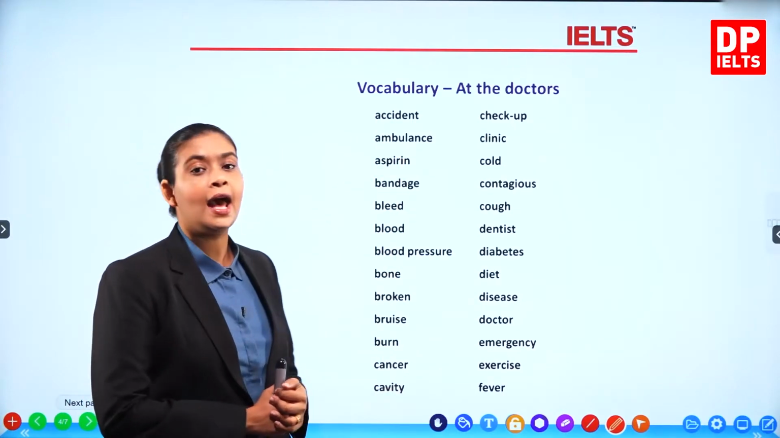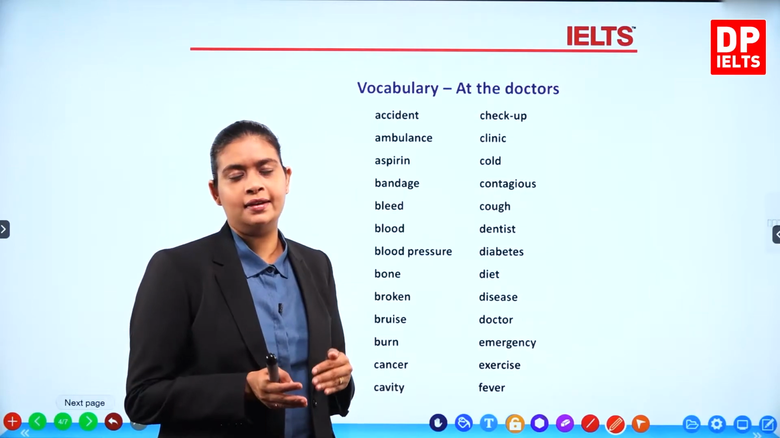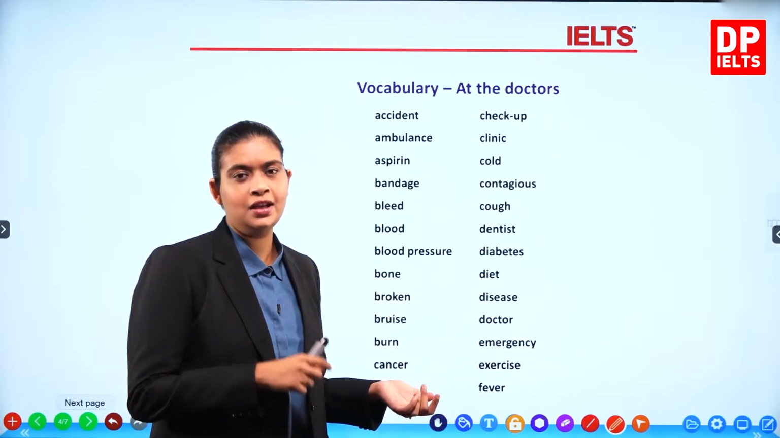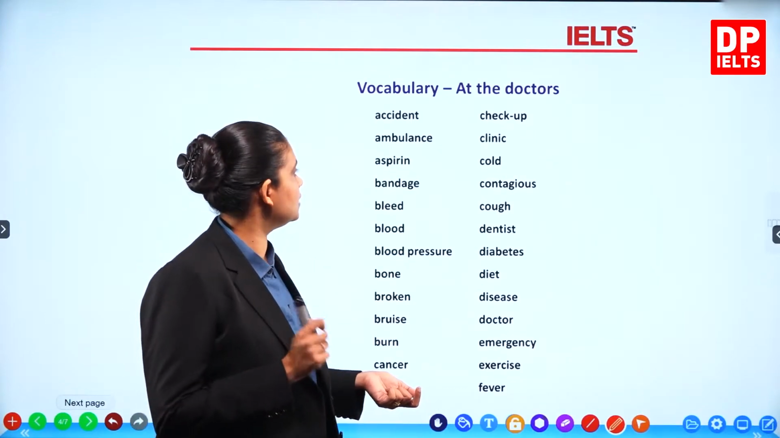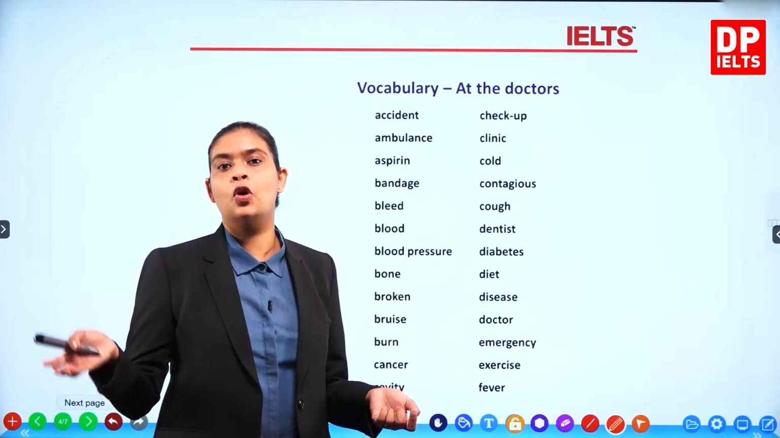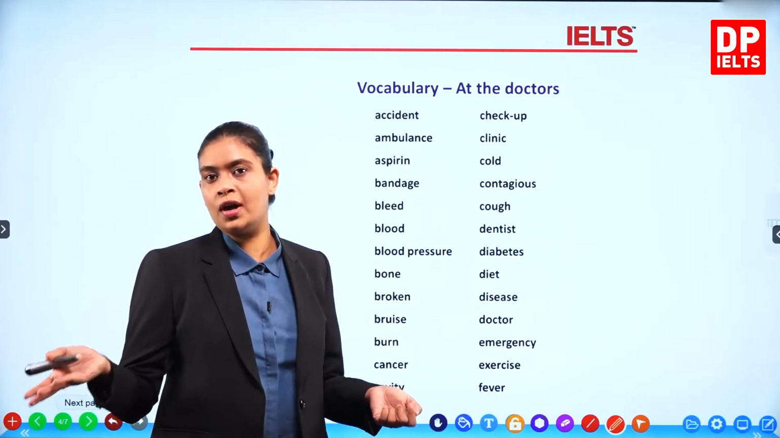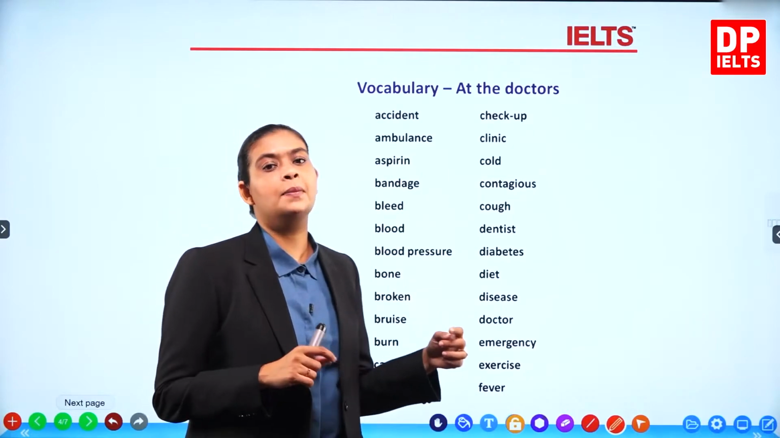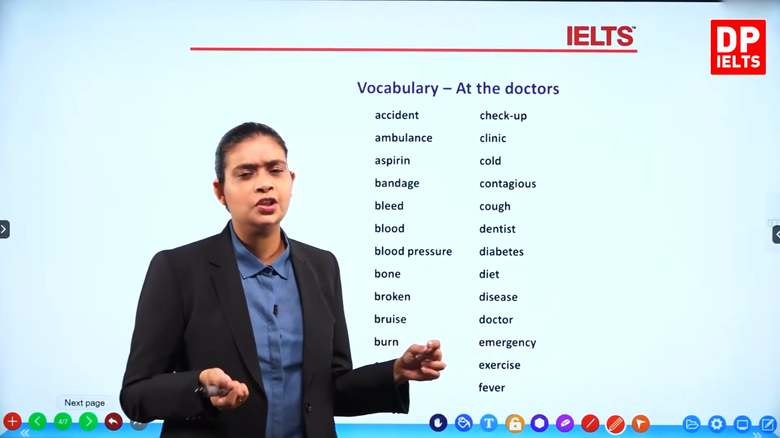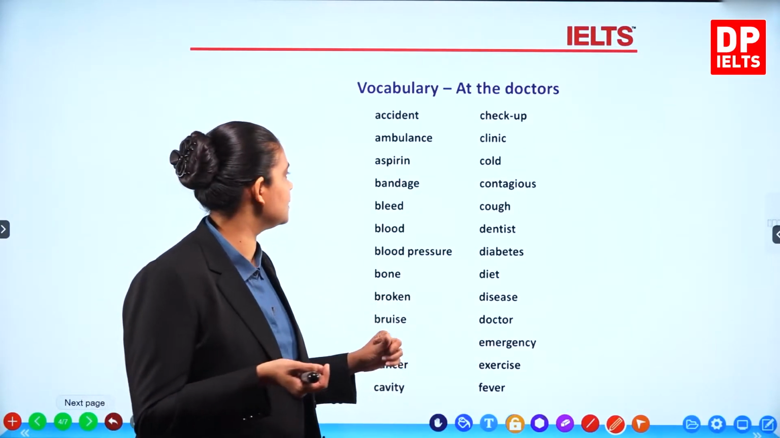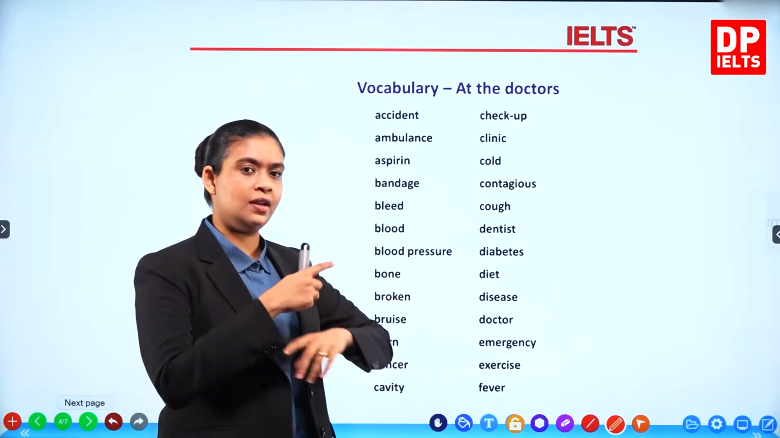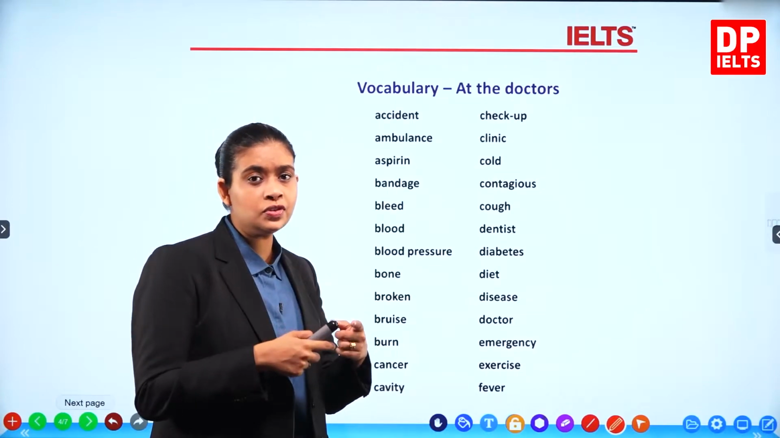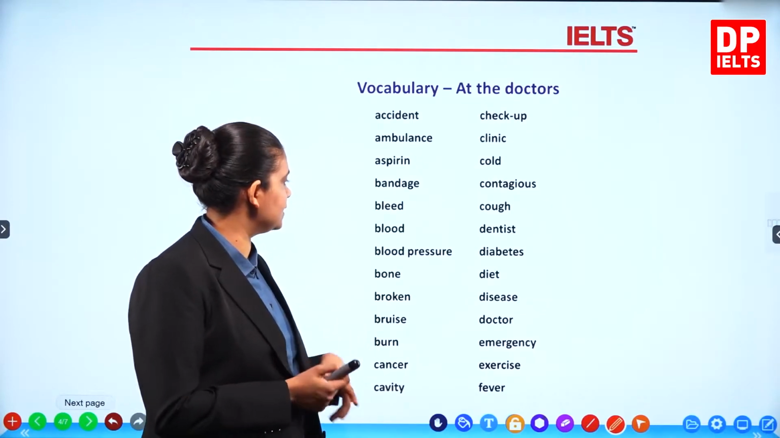Accident. Ambulance is the vehicle that takes you when you are sick. It takes you to the hospital, right? So this is the vehicle that will take you from home to the hospital or from one place to the hospital. Aspirin is a type of medicine that we usually use when we get a headache, right? Bandage is the white-colored one that you put around the wounds. Okay, so you wrap your wound in that.